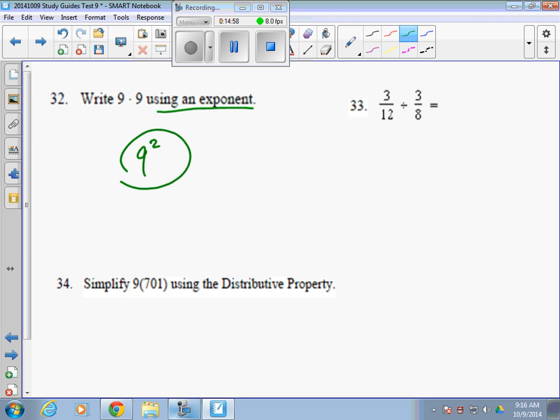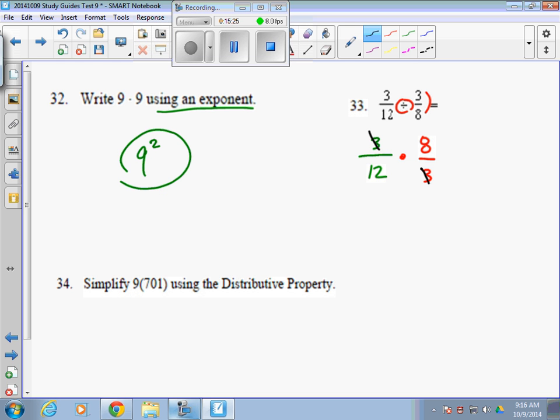Number 33 says 3/12 divided by 3/8. That's division in case it looks like addition on your paper. You leave the first fraction alone. You change division to multiplication, and you flip it to make it say the reciprocal, 8/3. Now at this point you can cross cancel 3 and 3 just to save yourself a little headache.